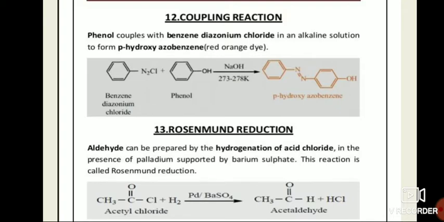Next one, Rosenmund reduction. In the Rosenmund reduction, an aldehyde can be obtained by the hydrogenation of acid chloride. Acetyl chloride reacts with hydrogen, with palladium as catalyst, and barium sulfate. Pd is a catalyst and barium sulfate acts as a catalytic poison, because otherwise the acetaldehyde would go on to form alcohol. Therefore it does not form alcohol, because BaSO4 acts as catalytic poison.